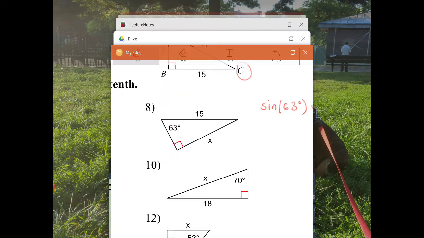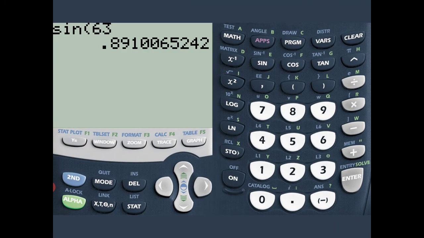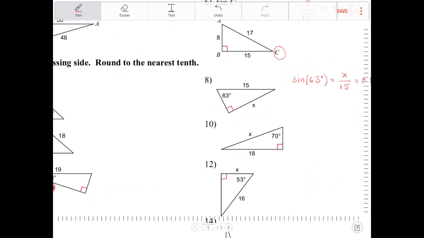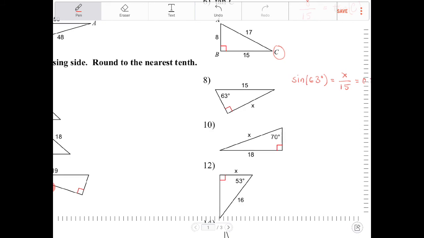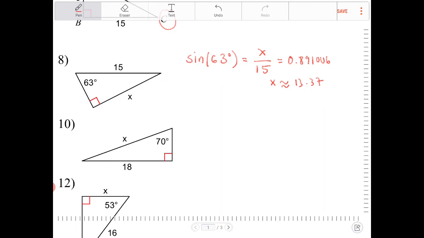And that's 0.891006, right? So I want to multiply both sides by 15. And what will I get? So multiply by 15. I'll get 13.365. And it says round to the nearest tenth. So 13.37. So x is approximately 13.37.